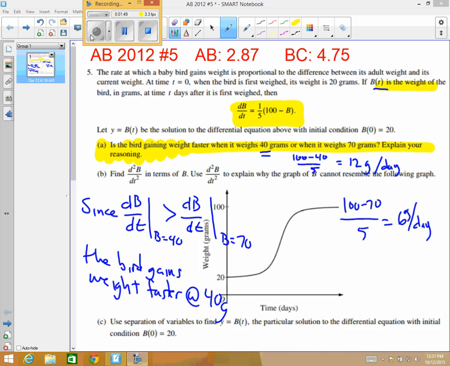So maybe you end up with something like this. Since the rate of change of the weight is bigger at 40 grams than the rate of change of the weight at 70 grams, the bird gains weight at a faster rate at 40 grams. Done. This was worth 2 points. We're using dB over dt, so plug in those numbers in. Your second point came from your answer with a reason. That's it for part A.